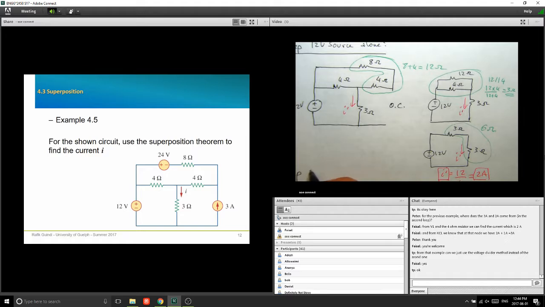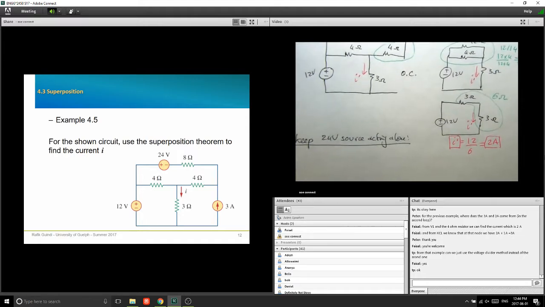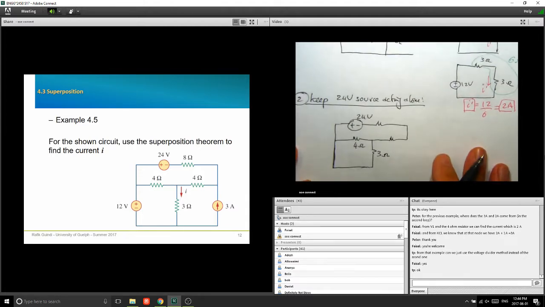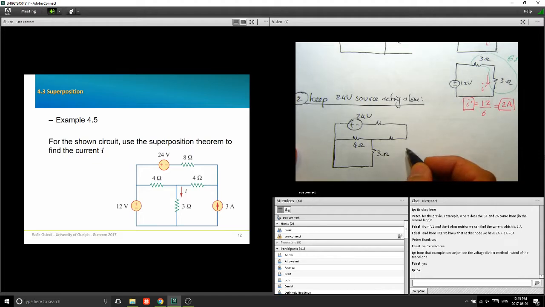Keep the 24 volt source acting alone. And the circuit is going to look like this now. Okay. 3, 4 ohm. This now here is a short circuit, and here you have an open circuit, like that. This is an open circuit here, where the current source was. This is a short circuit where the voltage source was.